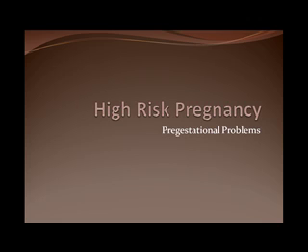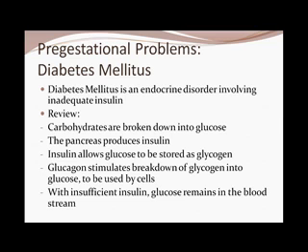So the majority of these problems start prior to a woman becoming pregnant, and these can make her pregnancy additionally high risk. Let's review the definition of diabetes mellitus and how carbohydrates are broken down and what the role of insulin is. This will probably be a review for many of you. Diabetes mellitus is an endocrine disorder, and it involves inadequate insulin and then can affect blood sugar levels.